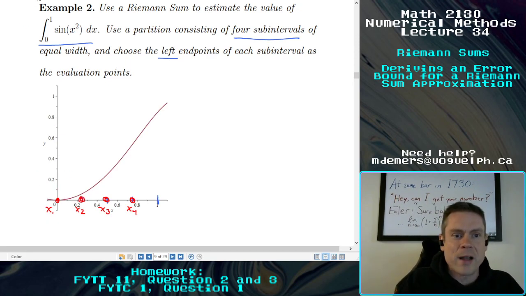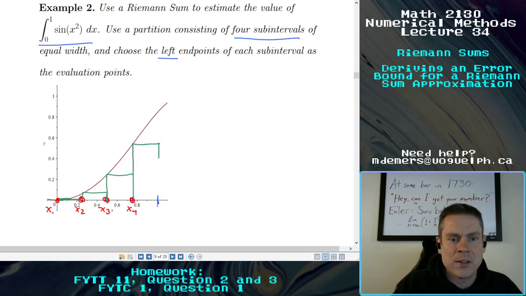So let's draw some rectangles in here. The height of the curve at x1 is going to be the height of the first rectangle. Not much height there. The height of the curve at x2 is the height of my second rectangle. The height at x3 is the height of the third rectangle, and the height at the fourth node is the height of the fourth rectangle. So we can see this is actually going to be a pretty crappy approximation.